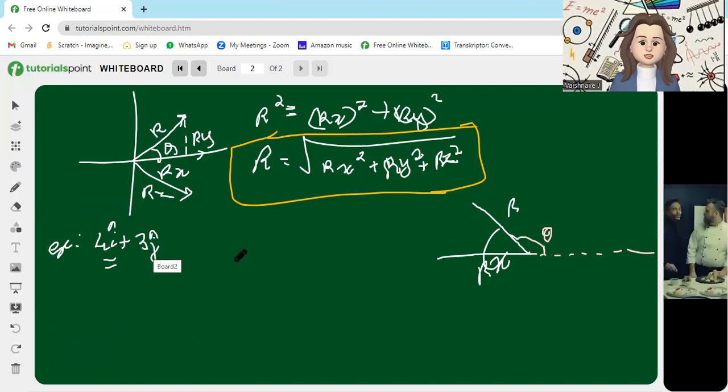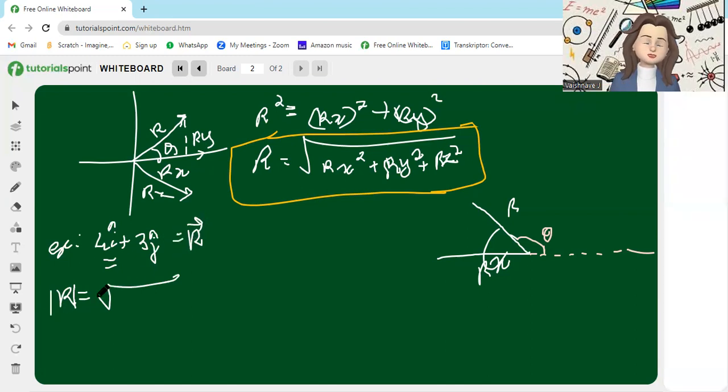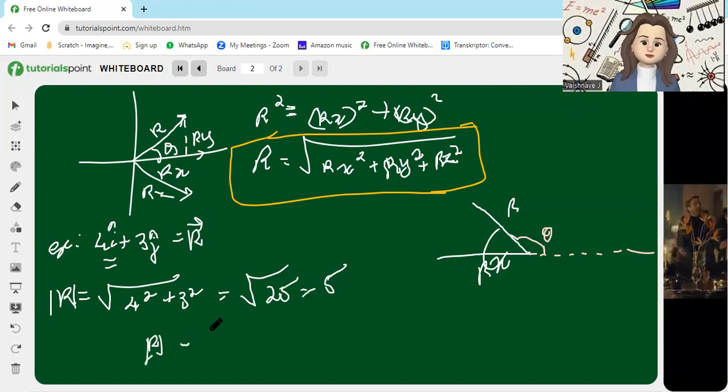So to find the magnitude by using the formula, if we have this vector as r, the magnitude of r is equal to root over 4 square plus 3 square, which is nothing but root over 25, right? 16 plus 9. Root over 25 is what? 5. So can we say that the magnitude of our r bar is 5, right? This is the simple way we can calculate.